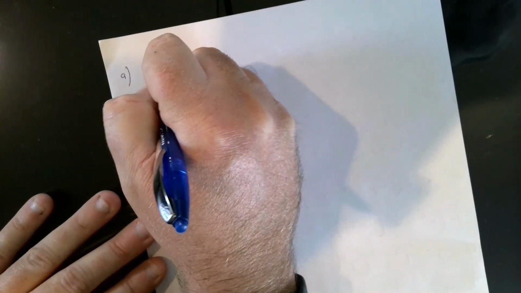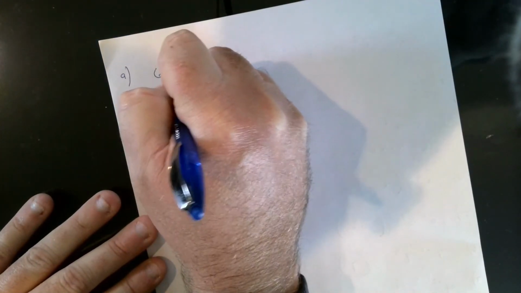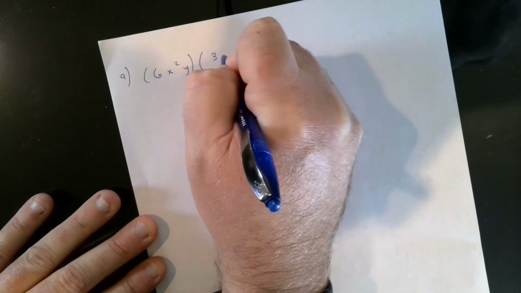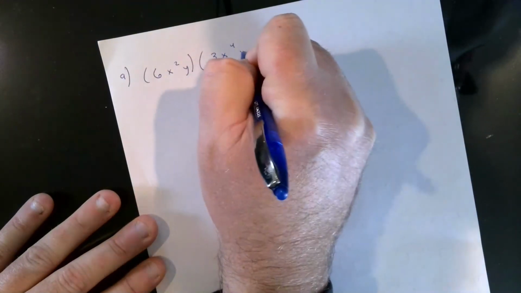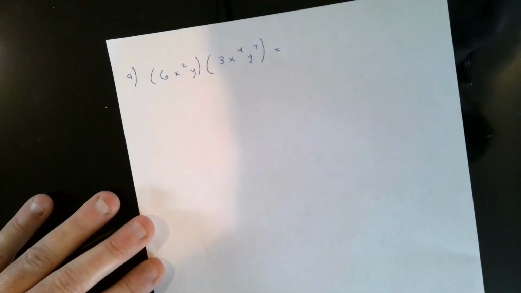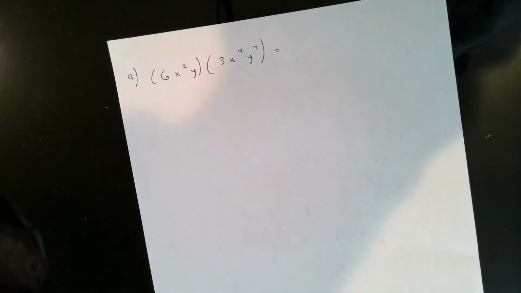I want you guys to look at this one. 6x squared y, and let's times that by 3x to the fourth, y to the seventh. Try that one real quick.